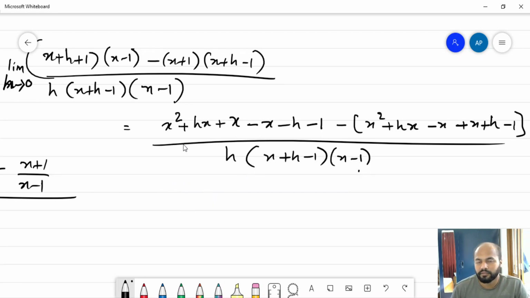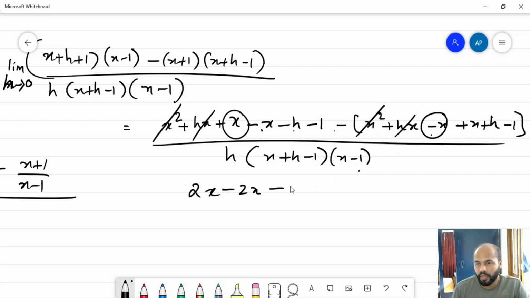So you can clearly see that this x square and x square will get cancelled. The hx part also will be cancelled. The x part, however, will be added because this minus and minus will become plus and you get 2x. Also, this minus x and this minus x will be added and become minus 2x. So again, they will cancel out. And then finally, what we have is this, that is minus h, and this will be minus h. So minus h, minus 2h is what we get, and over here this will be minus 1 plus 1. That will be 0.